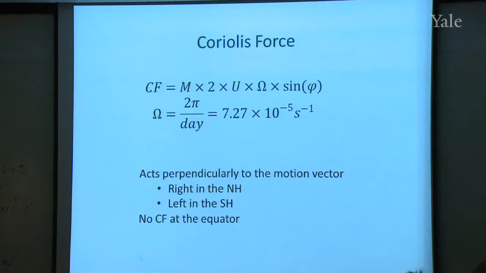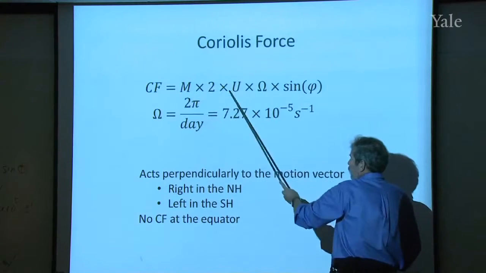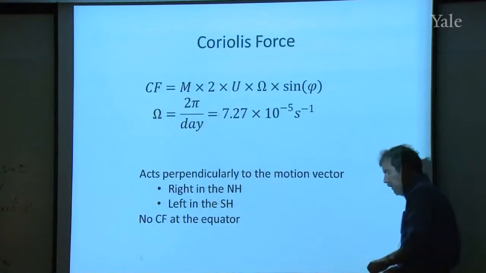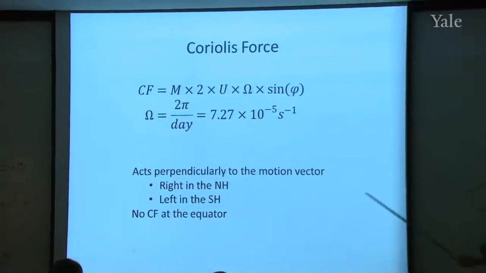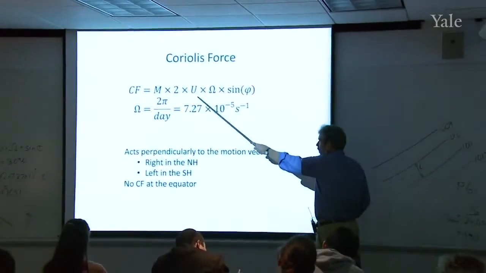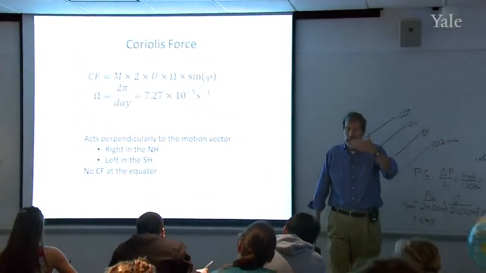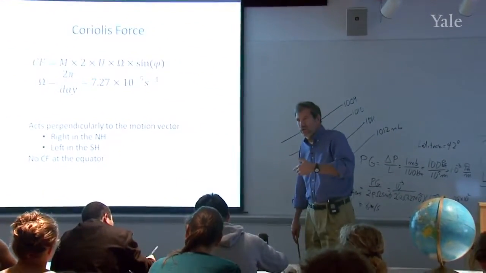Remember, there always has to be motion. If there's no motion, there's no Coriolis force. The Coriolis force only acts on moving objects. If an object is stationary in the Earth reference frame, there's no Coriolis force acting on it. So there's never any ambiguity about the direction because it already has a motion, and we use that to figure out what direction of the Coriolis force is.